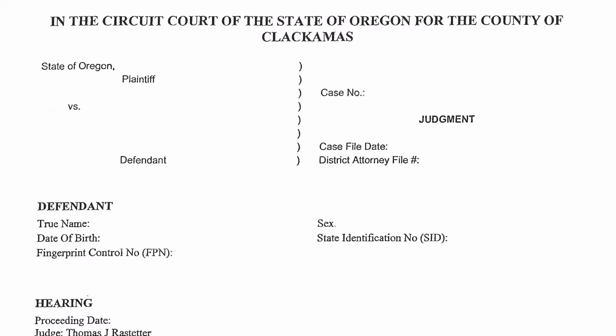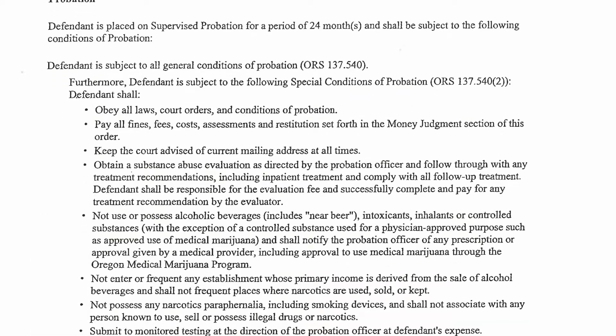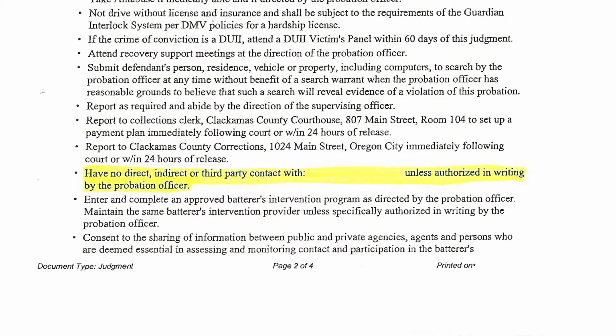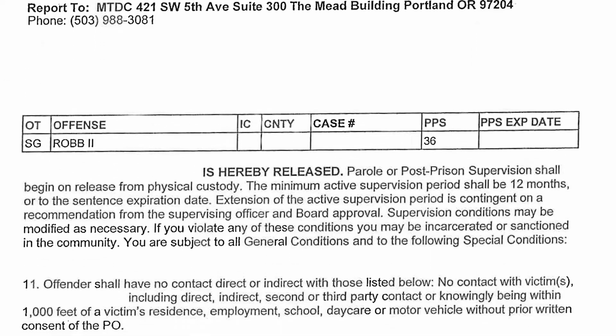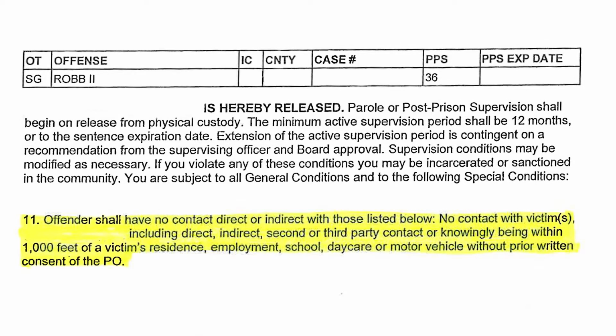Here is an example of a judgment issued by the court. You can see the sentencing conditions listed as bulleted items. We have highlighted the no contact order so you can see it here. This is a copy of a post-prison supervision order issued to someone transitioning out of a prison or jail sentence. These are the conditions of release, and here is the no contact order.